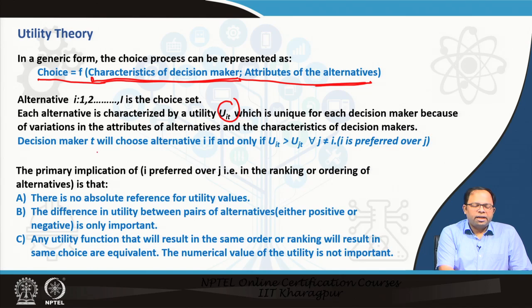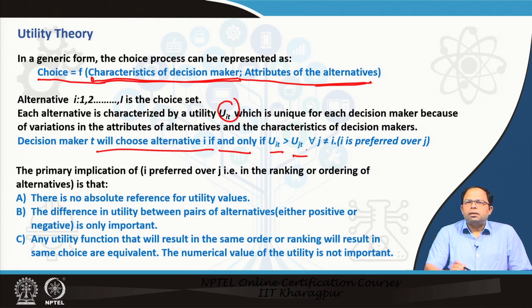So, decision maker T will choose alternative I if and only if utility of IT is greater than utility of JT. This actually means that I is preferred over J. That means that this particular option I is preferred over J. It does not mean anything else. Utility of IT is greater than utility of JT. So, we are only looking at the difference between the alternatives.